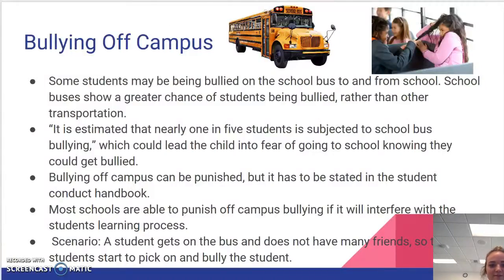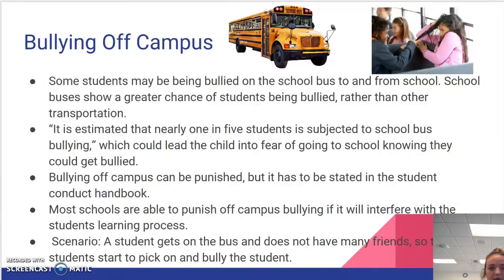So some students may be bullied on the school bus to and from school. School buses show a greater chance of students being bullied rather than other transportation, like getting a ride from your mom or riding a bicycle to school. And one of the articles that I read said that it is estimated that nearly 1 in 5 students is subjected to school bus bullying, which could lead the child into fear of going to school, knowing they could get bullied.